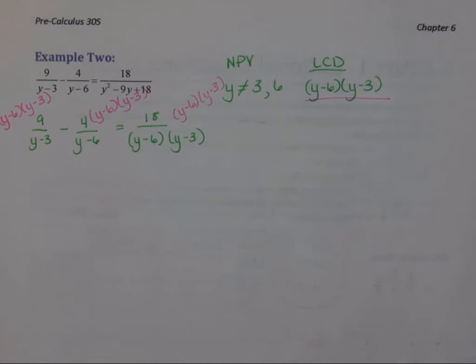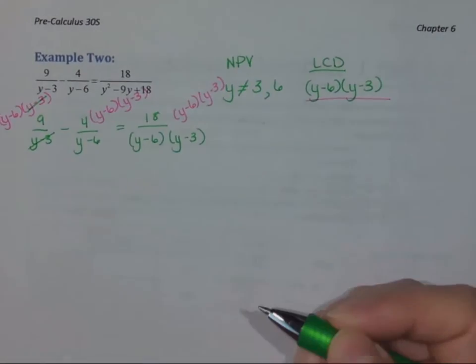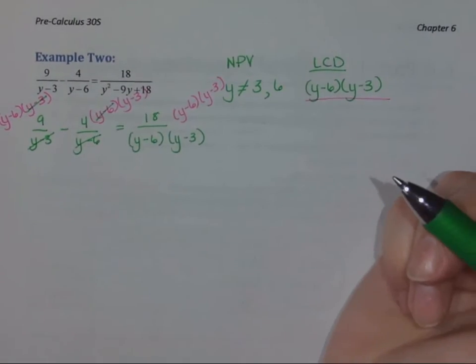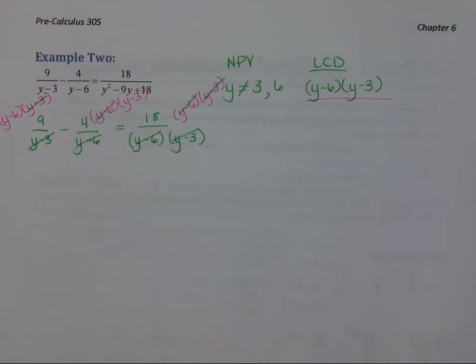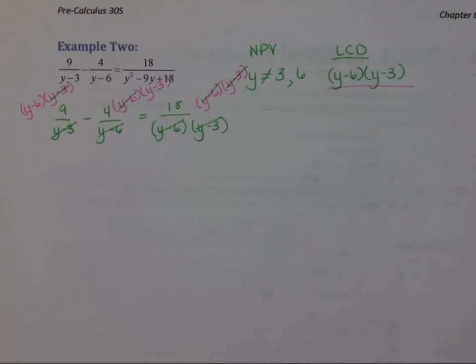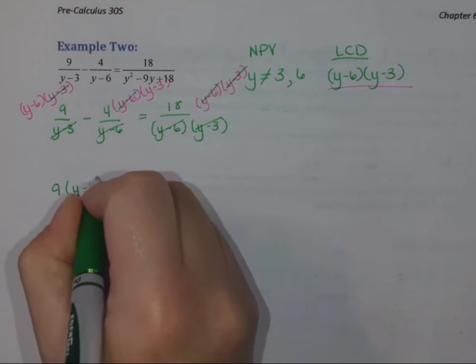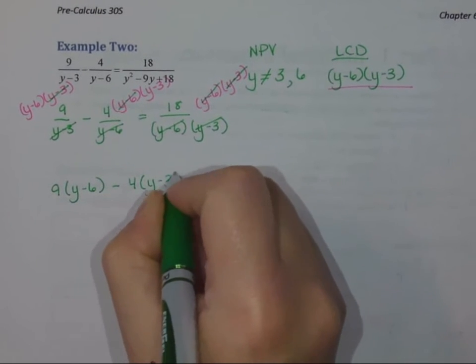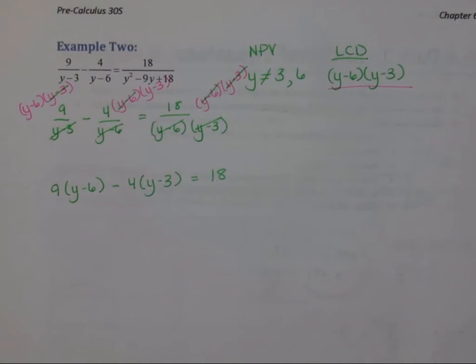All right, so now we're going to go ahead and cancel stuff out in each term. So y minus 3 and y minus 3 are gone. Y minus 6 and y minus 6 are gone. And these are both gone. All right, so I'm left with, I'm going to write this step. You guys don't have to. I'm just writing it out so that everybody can see clearly what it is that's left over. So that's all that's left over.